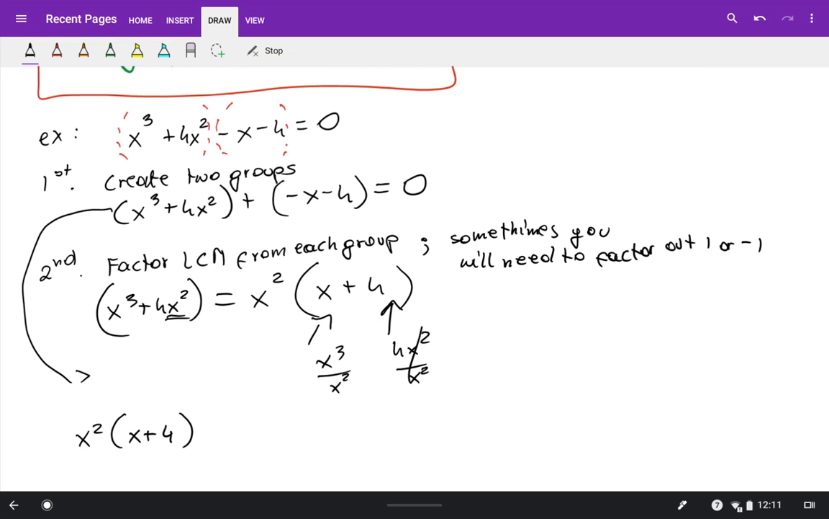And the second group, which you have right here, negative x minus 4, the only thing which you can factor here is negative 1. So I factor negative 1 or positive 1, but if you factor 1, you end up with the same thing. So if you factor negative 1, you end up with x plus 4. So I factor negative 1.